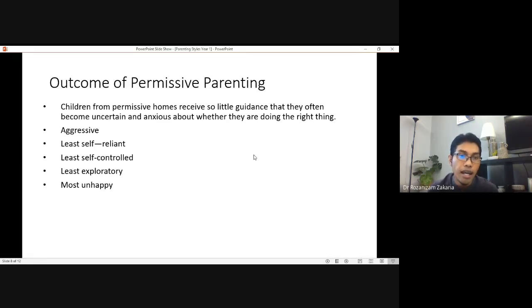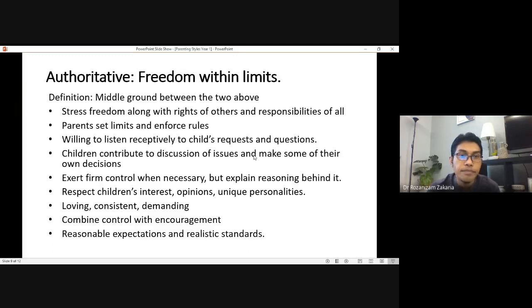Okay. Least self-reliant. Basically they're not able to do things on their own because parents do things for them. Least self-control. They cannot make decisions. Least exploratory. I cannot go buy things on my own because normally parents will decide for me. So these are examples, and they can be unhappy as well, even though some can be happier.